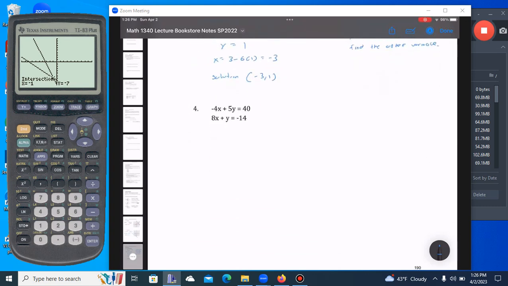Again, we did x first. This one, we see y by itself, so we'll do y first. So y will equal negative 8x minus 14. We'll insert that into y in our first equation. And we'll distribute negative 40x minus 70. And then this will be negative 44x. This is going to be 110.